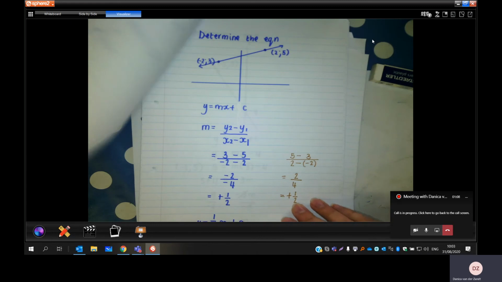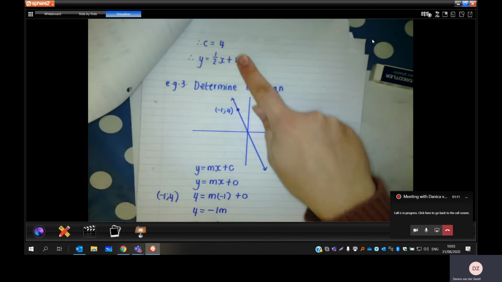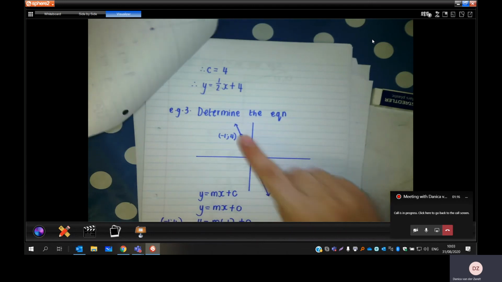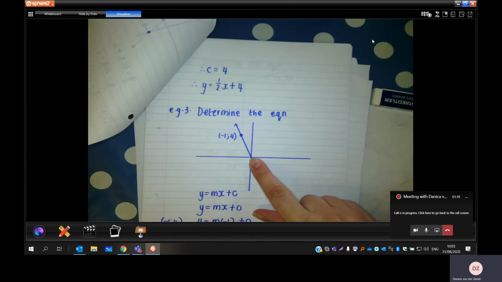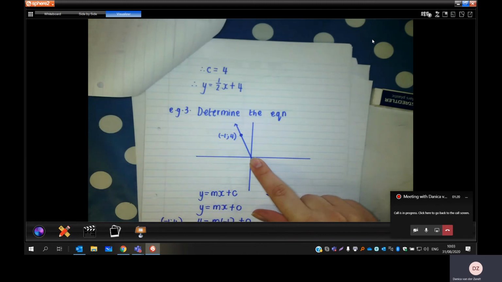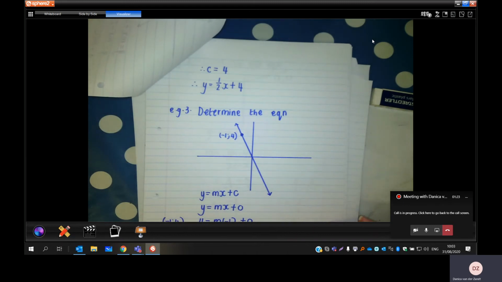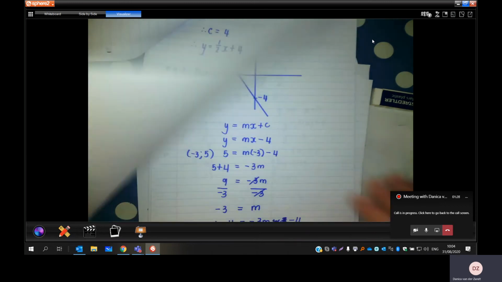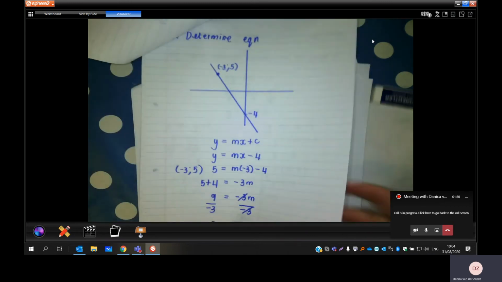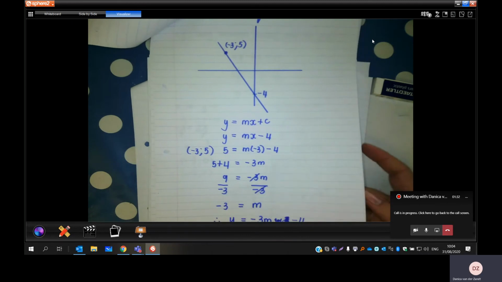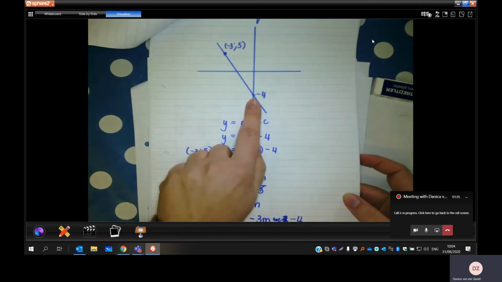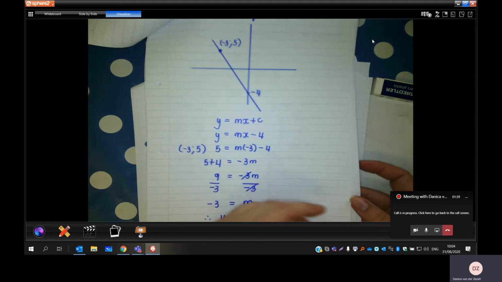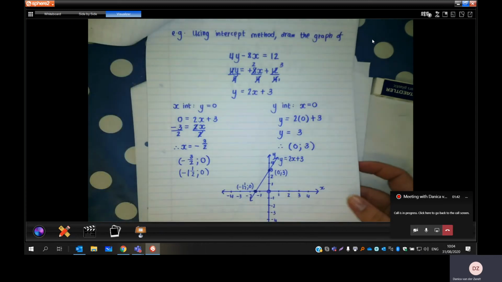We landed up with exactly the same gradient. Once we got the gradient, we substitute any point to get my C value. Then I gave you another one where it only looked like I gave you 1 point, but we realized that it is going through my origin, which is 0 and 0. So that left me with y equals negative 4x. Then we had another one where I give you a point and the intercept. So we substitute the intercept, we substitute the point, and that was the Thursday.